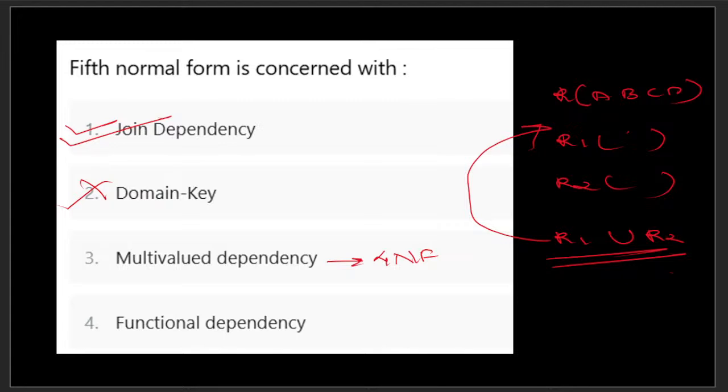A relation is in 4NF if it has no non-trivial multi-valued dependency. So those who don't know, please make a note of this. If a relation is in 4NF, it has no non-trivial multi-valued dependency. And if we talk about functional dependency, it is related to first NF, second NF and third NF, but it does not directly address the concerns of fifth NF. That is why joint dependency is our answer.